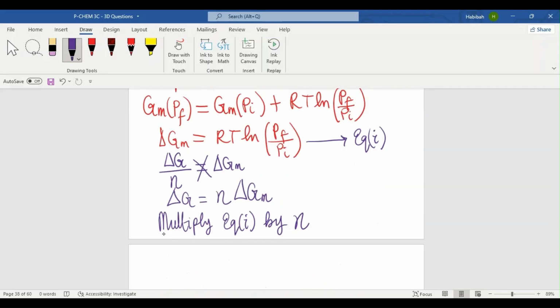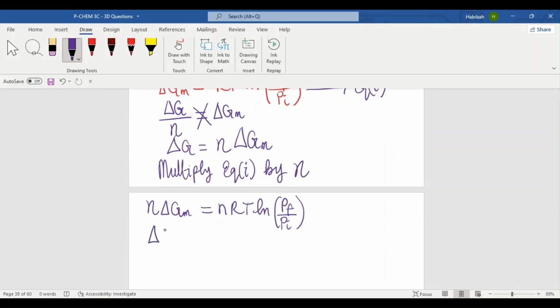So when we multiply equation 1 by n, we end up with n change in G_m equals nRT ln P final divided by P initial. So the change in Gibbs energy equals nRT ln P final divided by P initial, where n is the number of moles.